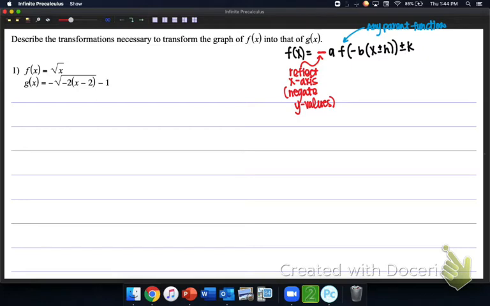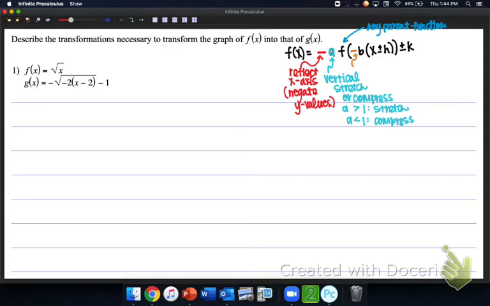Okay, now A. A is a new term. We haven't worked with it before. So let's do it in blue. A here is either a vertical stretch or compress. And the way that you know if it's a stretch or compress: if A is greater than 1, that makes it a stretch. And if A is less than 1, it is a compress. Okay, if A is greater than 1, it's a stretch. If it's less than 1, it's a compress.